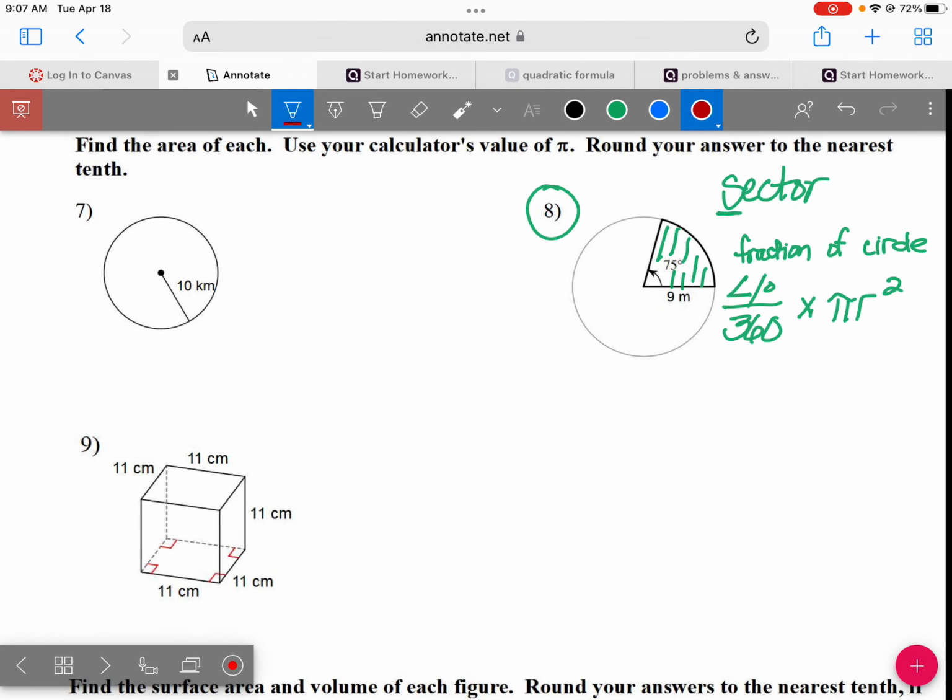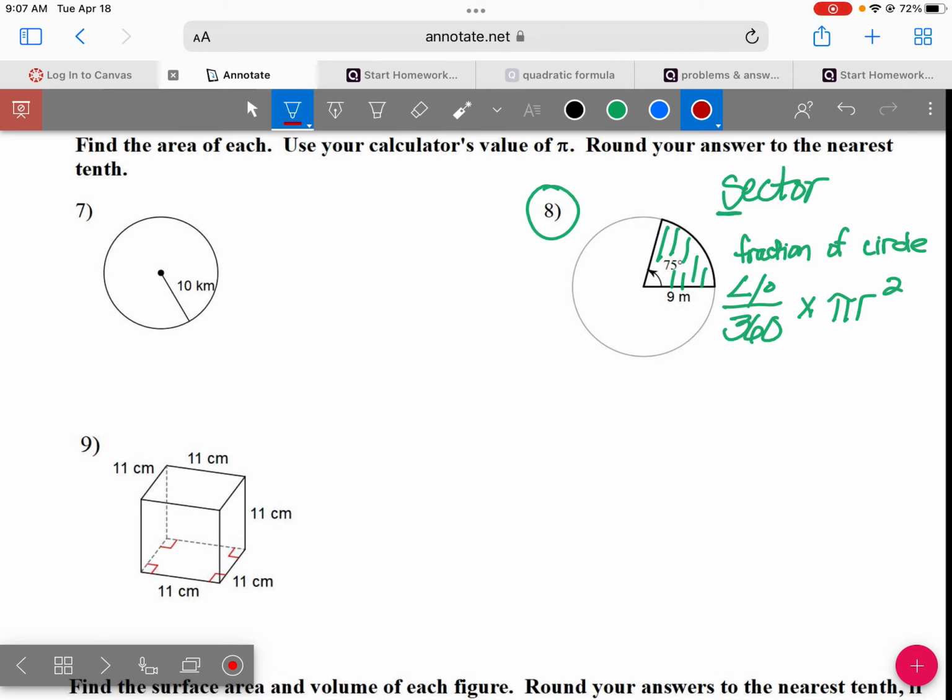All right, those of you that are just joining our studio audience, this is number 8 of the review. We're talking about the area of a sector, a fraction of a circle, which is the angle or the degree over 360 times pi r squared.